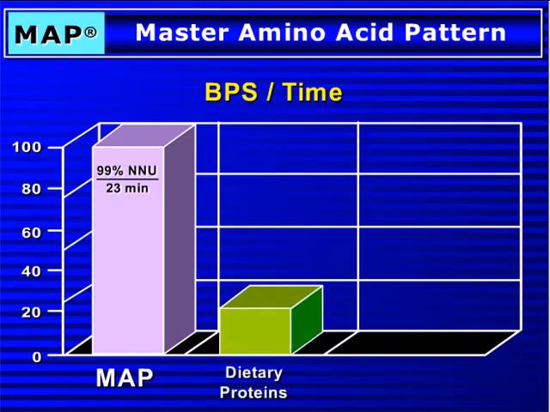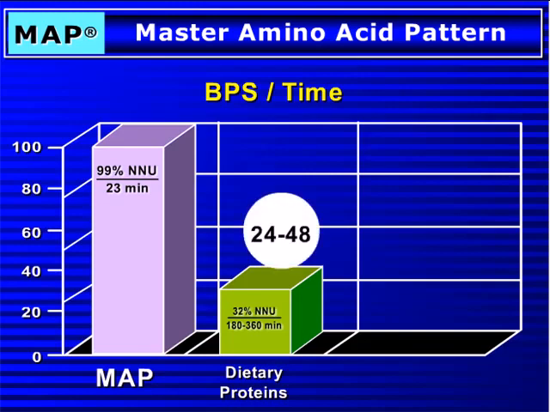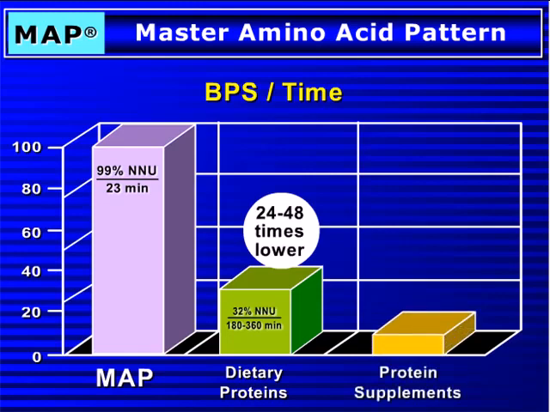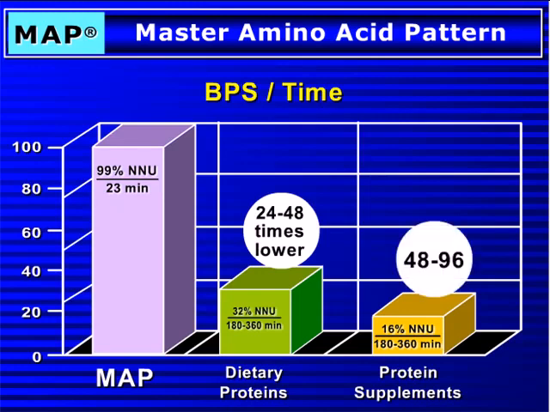By comparison, the most nutritious dietary proteins have a ratio of 32% NNU over 180 to 360 minutes. This means that the BPS over time ratio of dietary proteins is 24 to 48 times lower compared to Maap. Meanwhile, protein supplements have a ratio of 16% NNU over 180 to 360 minutes. This means that the BPS over time ratio of protein supplements is 48 to 96 times lower compared to Maap.